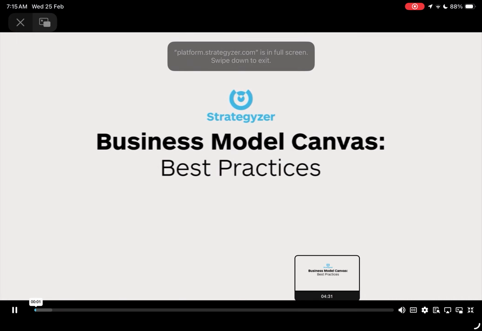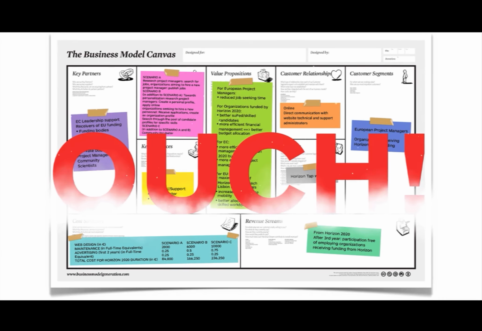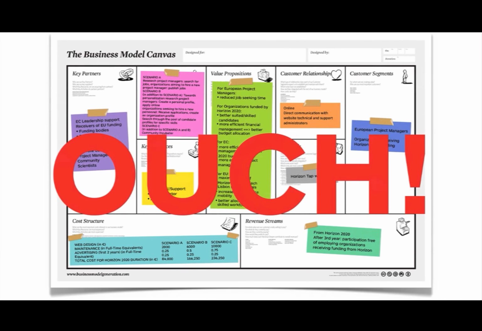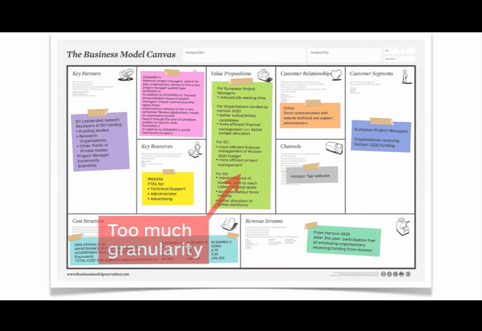Let's look at a couple of business model canvas best practices together. Ouch. Well, this is definitely not the way to do it. There are a couple of problems with this business model canvas. The first problem is that there's much too much granularity. In fact, there's so much information that you can't understand the big picture.